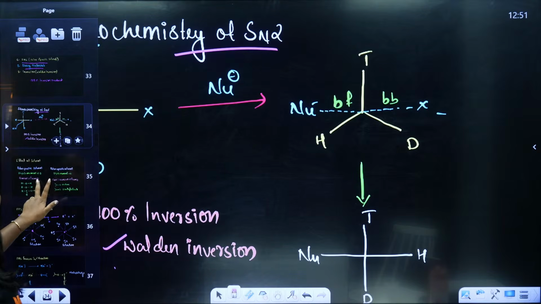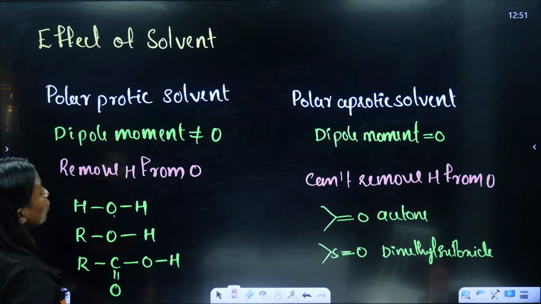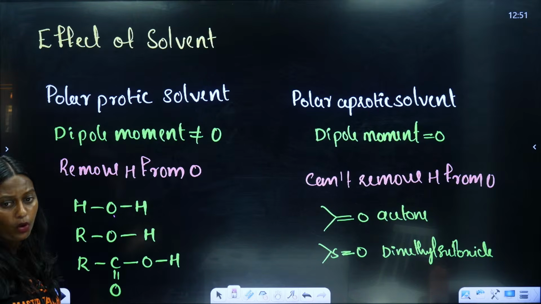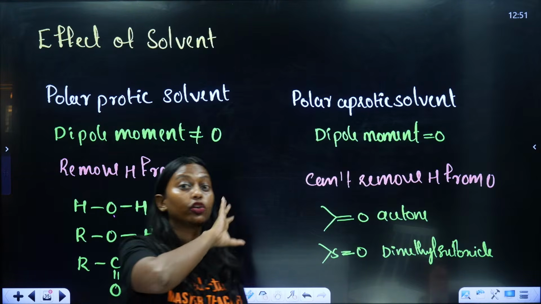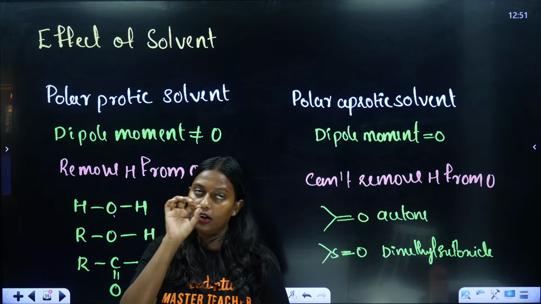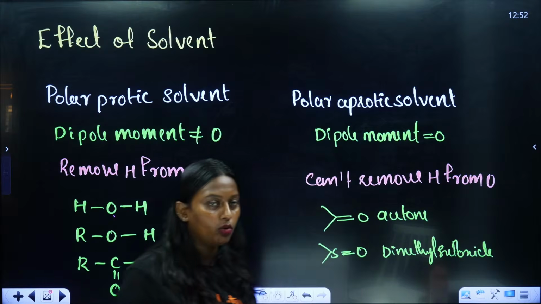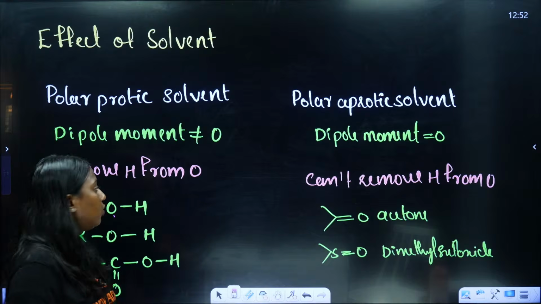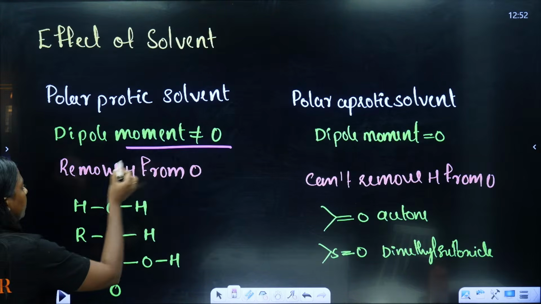So next, effect of solvent, okay. There are two types of solvent. I just mentioned that polar protic solvent and polar aprotic solvent are there. What does polar protic solvent mean? Obviously the dipole moment should not be equal to 0. But in the case of polar aprotic solvent the dipole moment is equal to 0. There are no dipoles, no positive and negative charge difference. So here the dipole moment is not equal to 0, there the dipole moment is equal to 0.